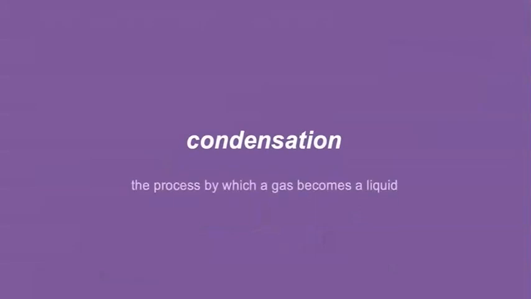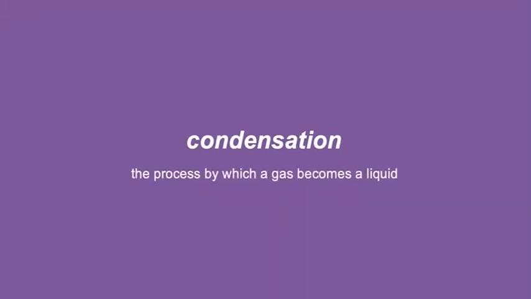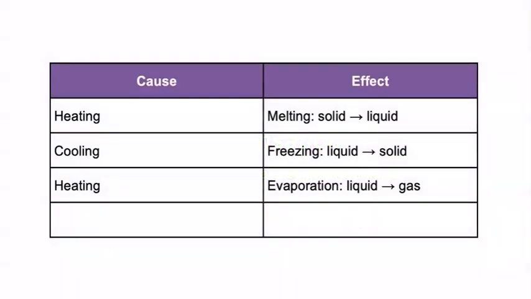Condensation is the process by which a gas becomes a liquid. Under most conditions, condensation involves cooling a gas to a certain temperature. So cooling causes condensation. Hey, let's add this information to our cause and effect chart. Under cause, we'll write cooling. And what is the effect? The effect is condensation, when gas turns to liquid.